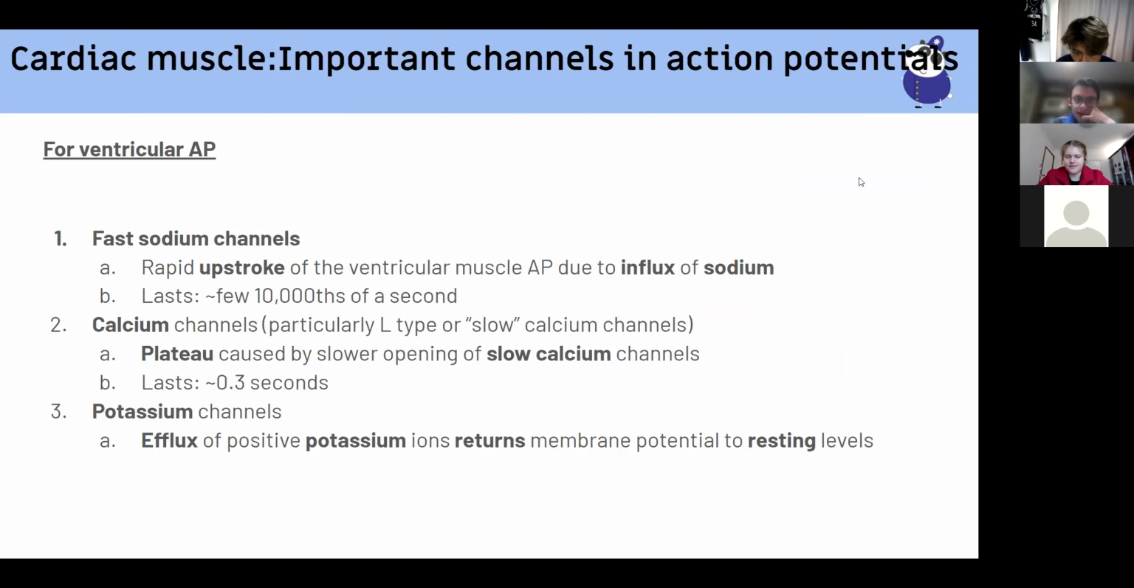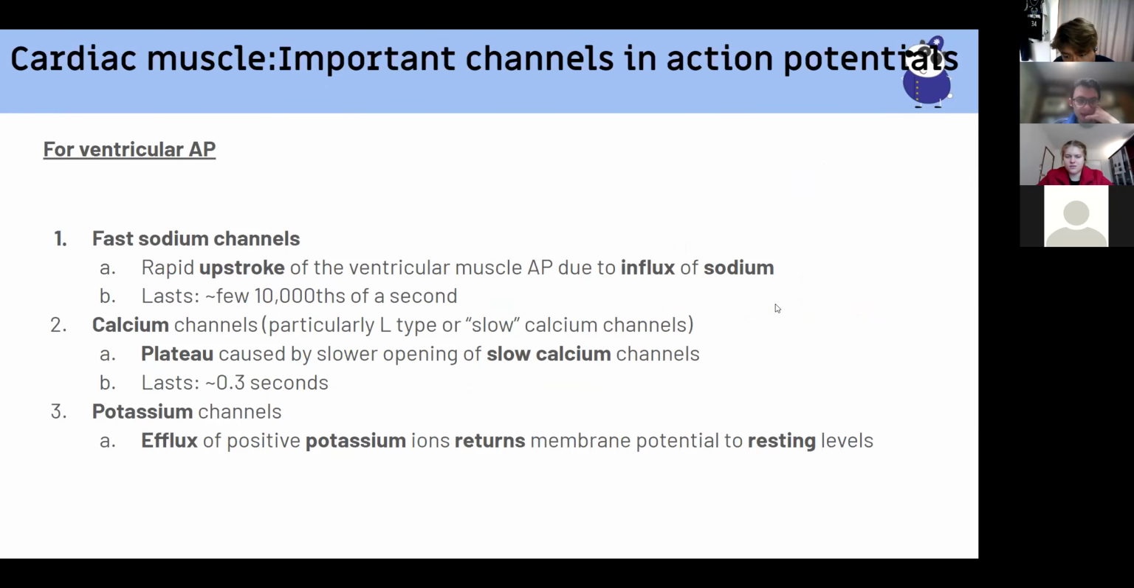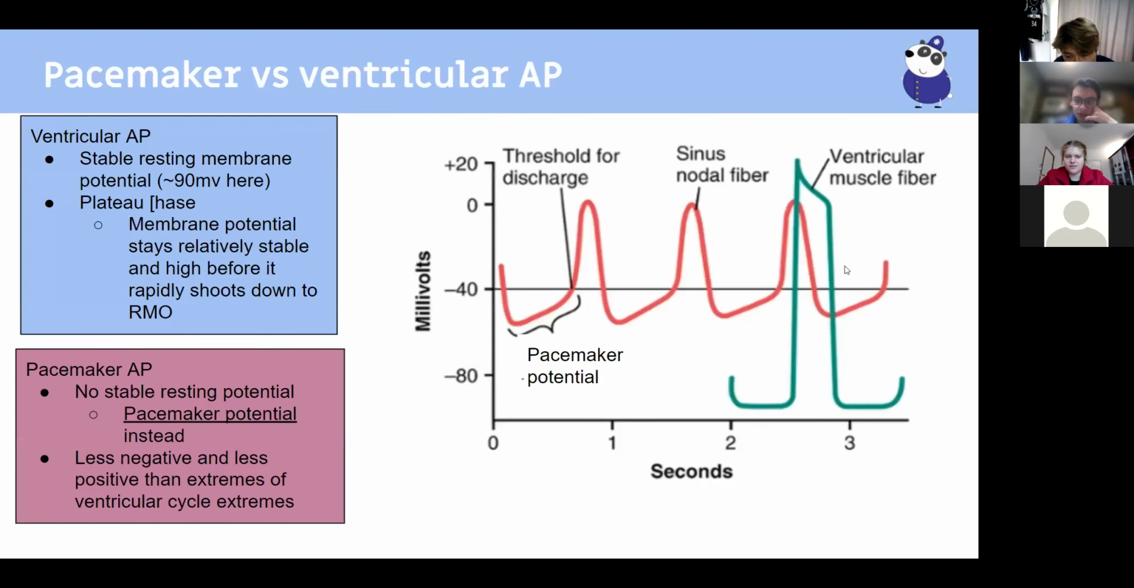For cardiac muscle and for a ventricular action potential, fast sodium channels lead to that upstroke. That upstroke is when it goes up, sodium goes into the cell. L-type calcium channels contribute to the plateau. They're also called slow calcium channels. And then you have potassium channels, which is the efflux of positive potassium that leads this to be more negative.